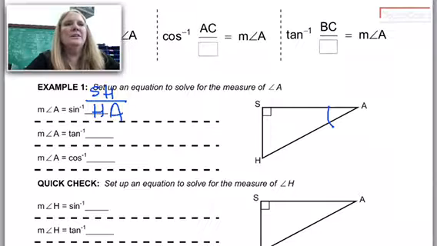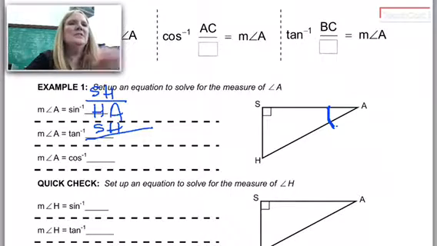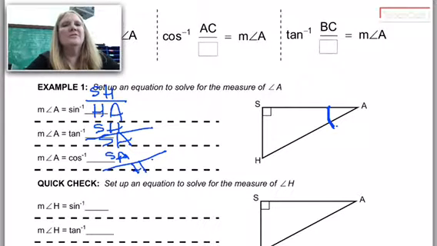The measure of angle A, so again we're still looking at angle A, is equal to the inverse tangent of. So the inverse tangent is opposite over adjacent, so opposite is still SH, or you can write HS, it doesn't matter, over the adjacent side, which is SA. And then still looking at angle A, the inverse cosine. Well, cosine is adjacent, so that would be SA over hypotenuse HA.